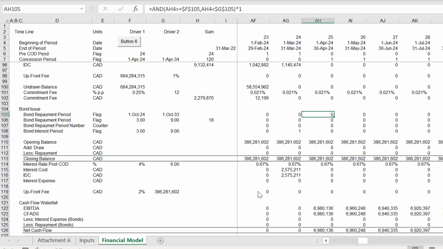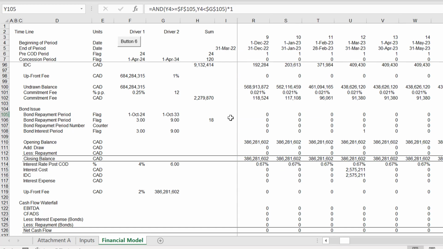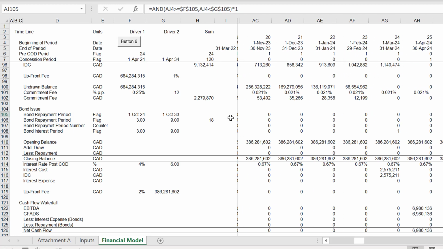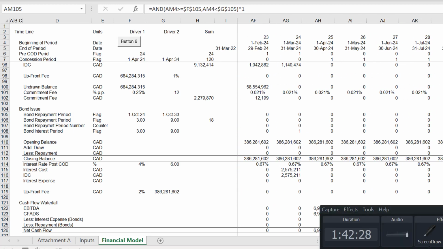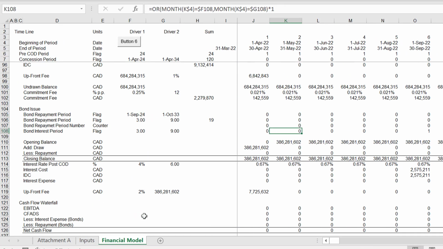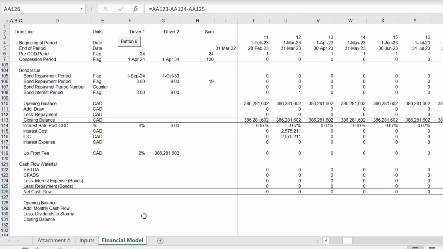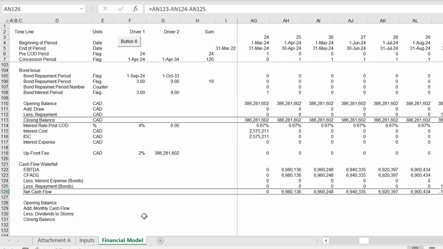How about if I put greater than or equal to 1 October of 24. Yeah, I've got it. I've got to pause. Sorry about that. Okay, I just cheated. I made this first repayment period one month earlier. And we go to the cash flow, and we get our first one 6 months out.